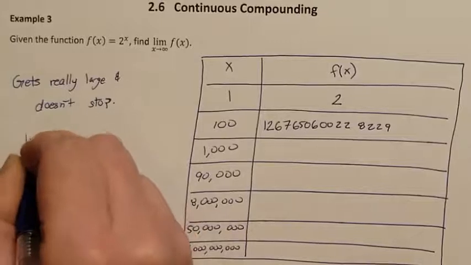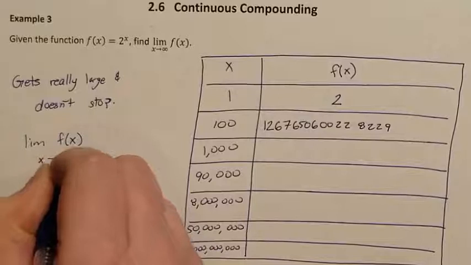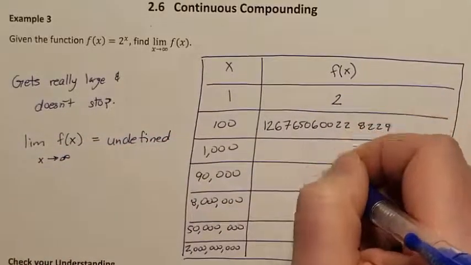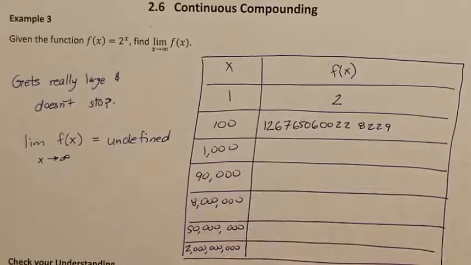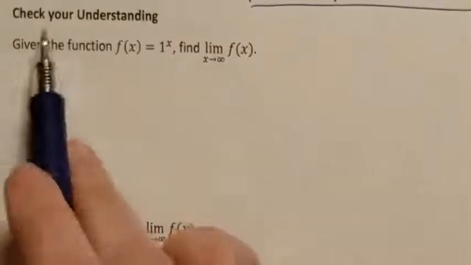So that says that the limit of f of x as x was going to infinity is undefined. It was boundless. I couldn't find anything. I mean, this got big, and then it just blew off my page. I can't even write it. So it is undefined.